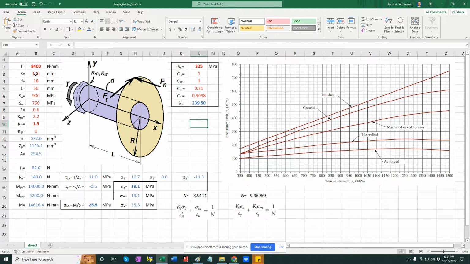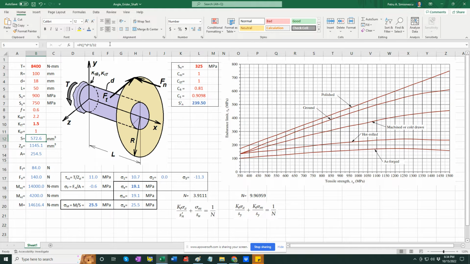The input torque, radius of the abrasive disc, diameter of the shaft, solid, round, length L, ultimate strength and yield strength of the material, friction coefficient between the angle grinder disc and the workpiece, stress concentration factor for bending here where the bearing is, and a step on the shaft, stress concentrator due to torsion in that same area. And I also include a stress concentration factor for compressive stress.